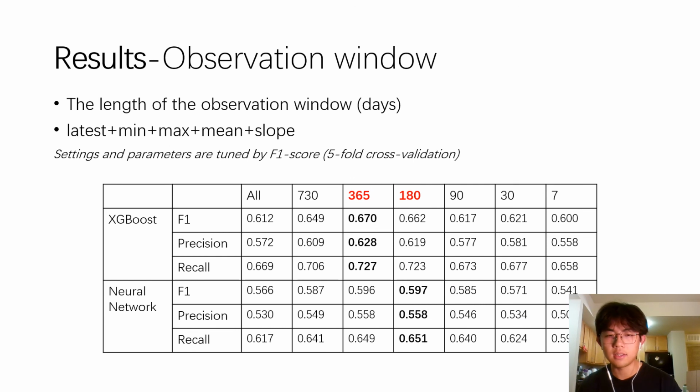However, on this slide, you can notice that when we compare two models, XGBoost and neural networks, for neural networks it is better to use half a year as the observation window. I guess the reason is that different models learn different patterns across features and samples.